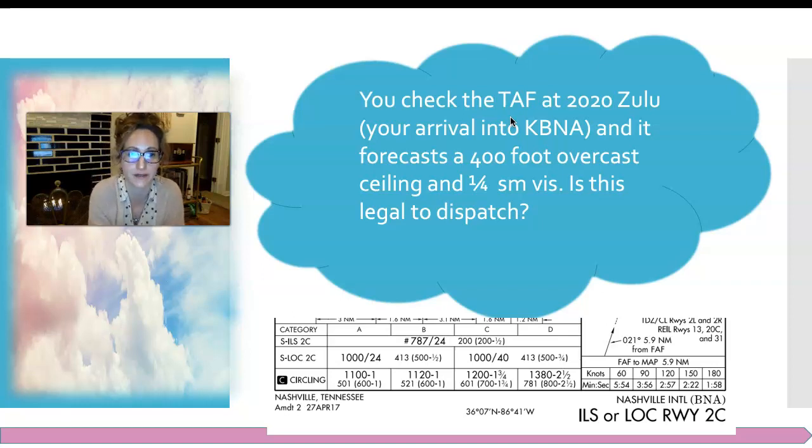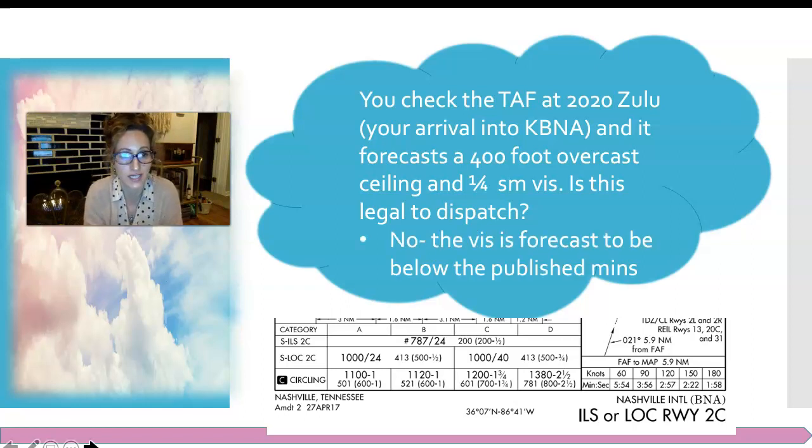I want you to think about it for a second. The 400-foot ceiling, we cross-check that with this number, right? Because that is in AGL and this is in AGL. So we're good on that. But this is a 1/4 in the forecast, and we needed 2,400 RVR, which is equivalent to half. So the forecast is less, so we are not allowed to dispatch.